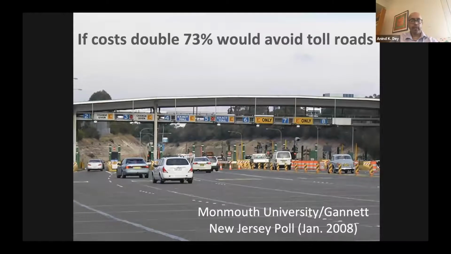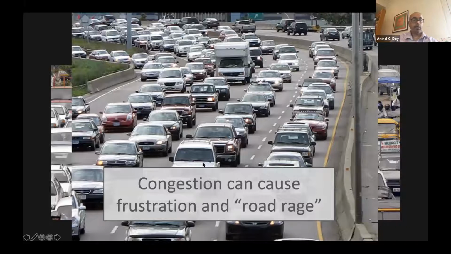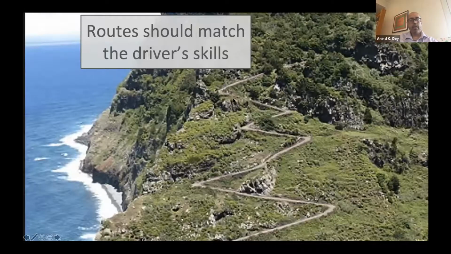But there's lots of things we care about. We care about how much it costs. There was a study done several years ago that said if costs of tolls doubled, 73% of the driving population would avoid taking those toll roads. So we're pretty cost sensitive. We're also sensitive in how willing we are to deal with different kinds of congestion. Some people will leave hours early to avoid congestion. You have to have routes that actually match a driver's skills.